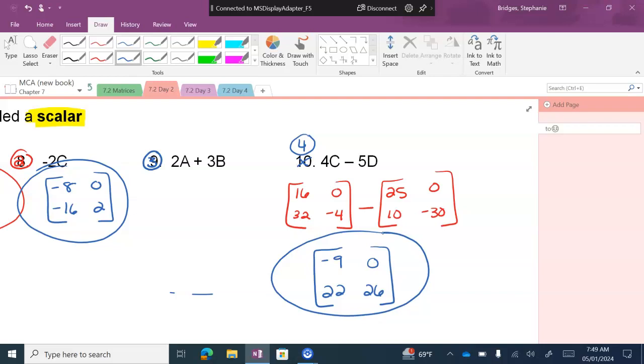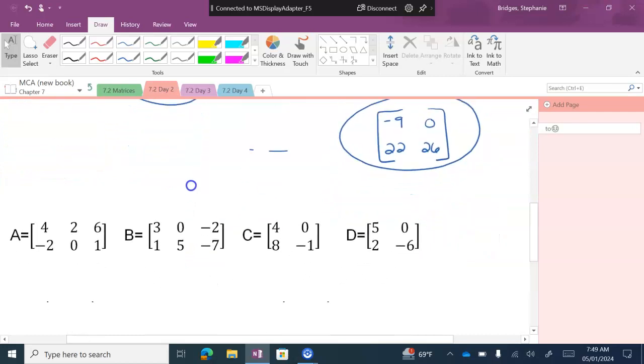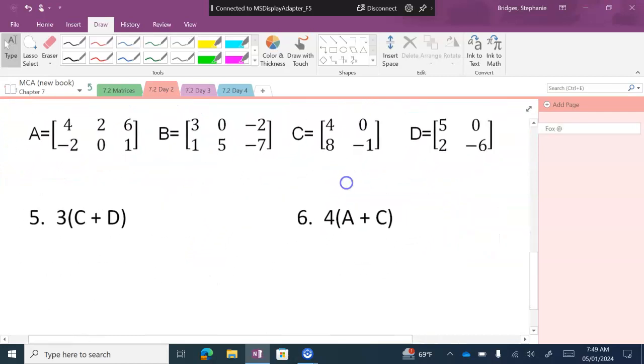Okay. I have 2 more. Same 4 matrices. I have them written again. You don't have to write them again. I just did it so that we could see them. Okay, last 2. Very easy stuff today.